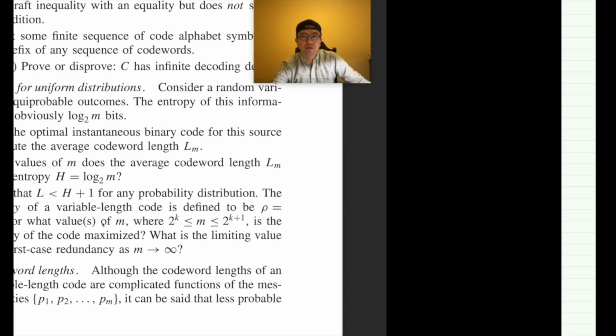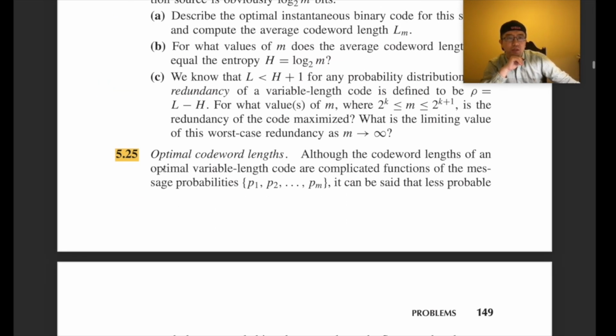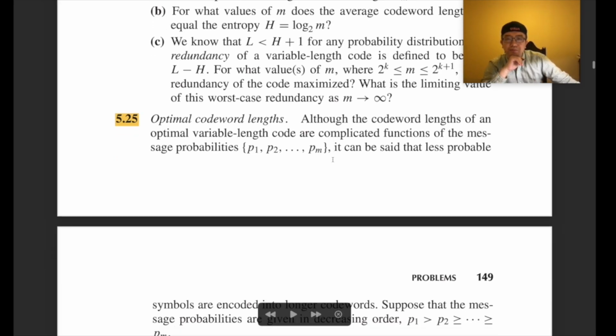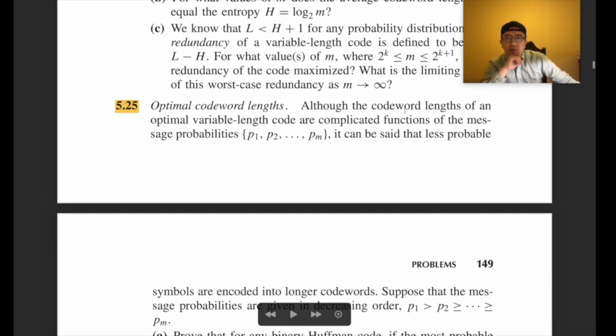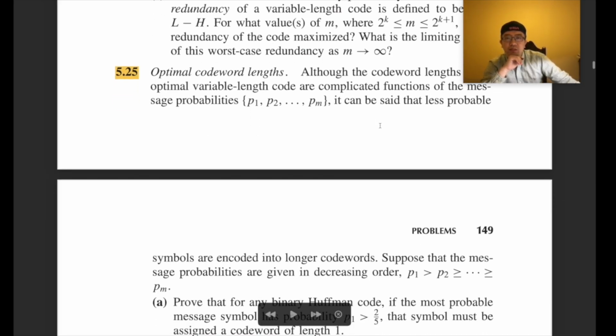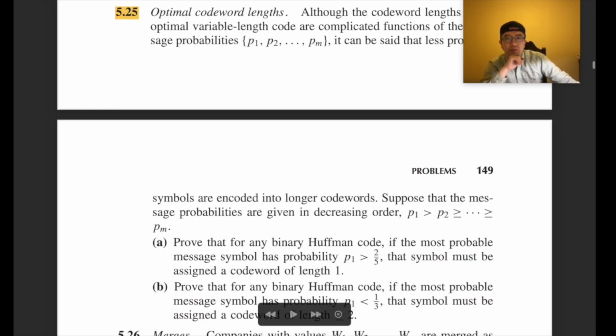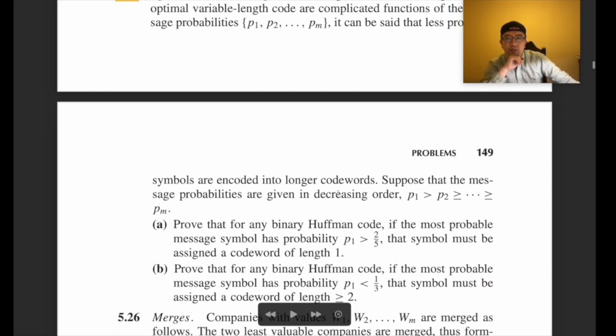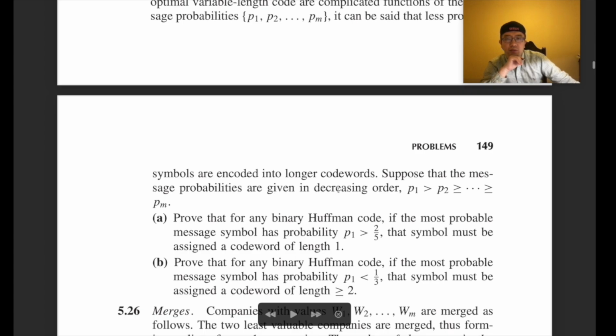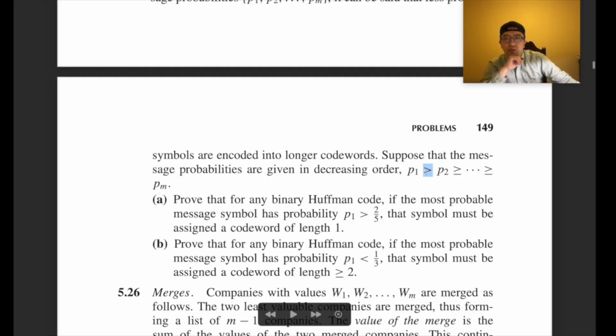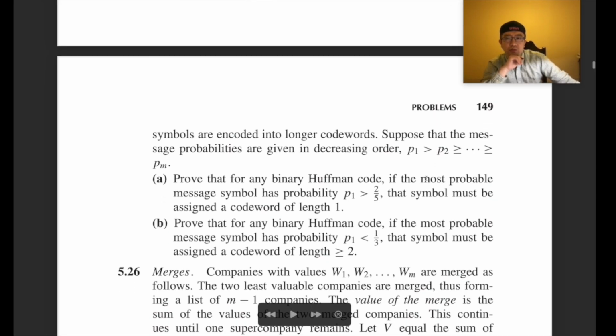Next, let's see the next question, which is question number 25. In this question, optimal code word length. Although the code word lengths of an optimal variable length code are complicated functions of the message probabilities P1 to Pm, it can be said that less probable symbols are encoded into longer code words. Suppose that the message probabilities are given in decreasing order like that, right? So be careful here. For P1, P2, there's no equality sign here, right? That is kind of important.